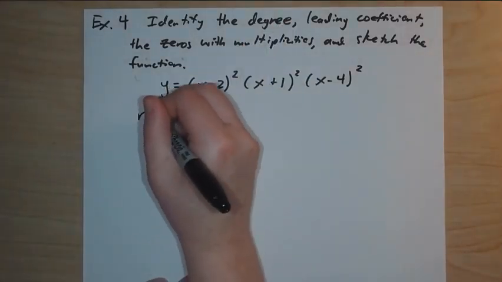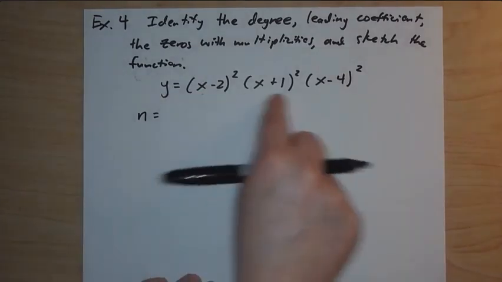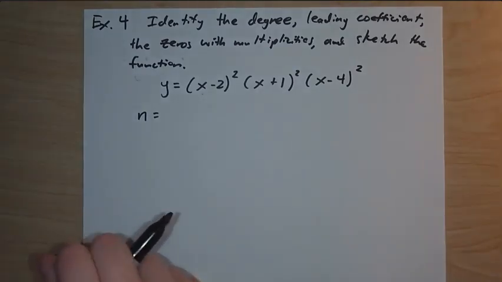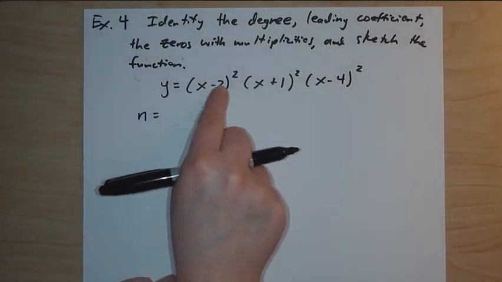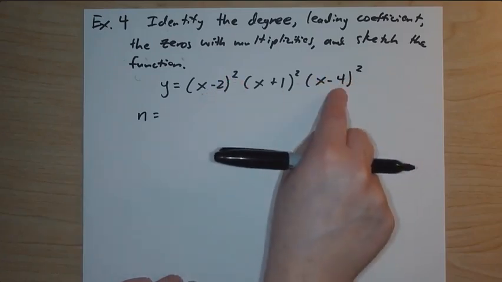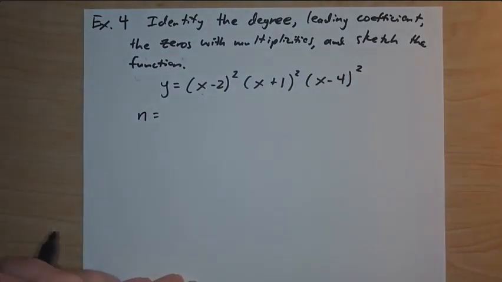We're going to represent that by n. That's going to be our number of zeros, or we could also say that if we multiply this all out, it's the exponent of the biggest x, the very first term. So we have two zeros here, since this term is squared. We have two zeros here and two zeros here. So adding this, 2 plus 2 plus 2, we have 6 zeros.